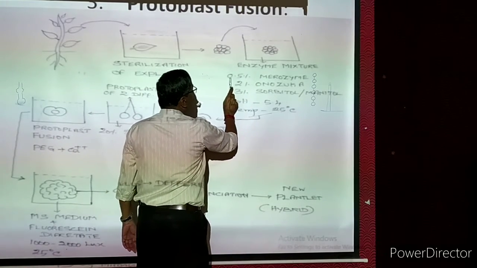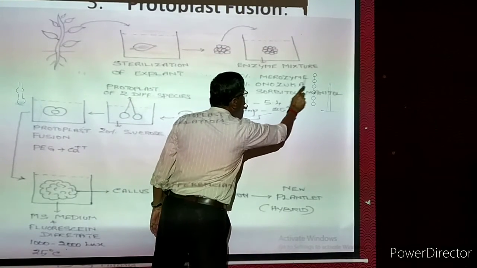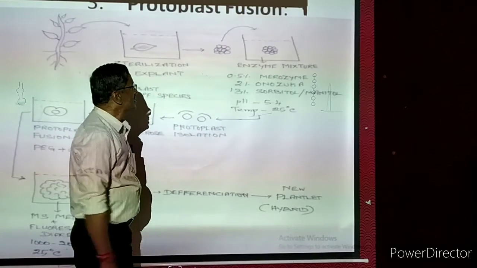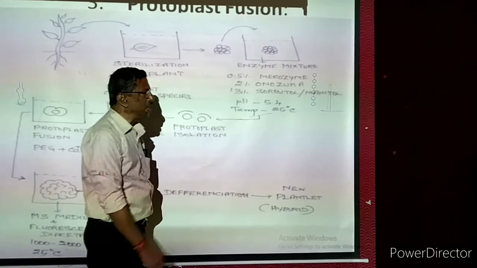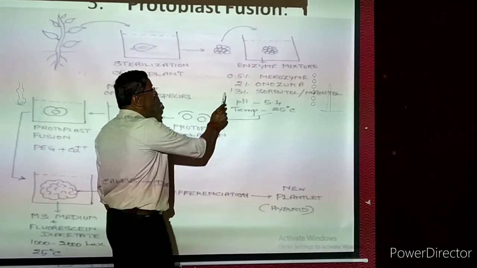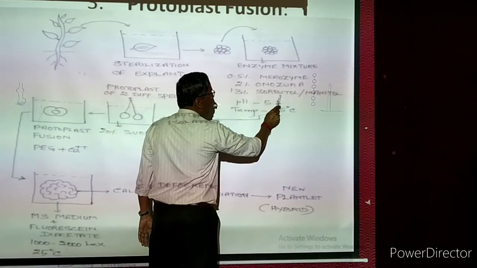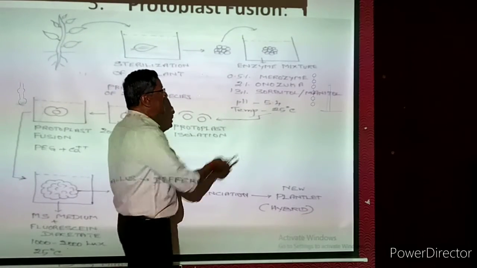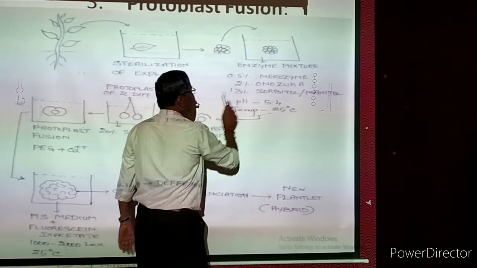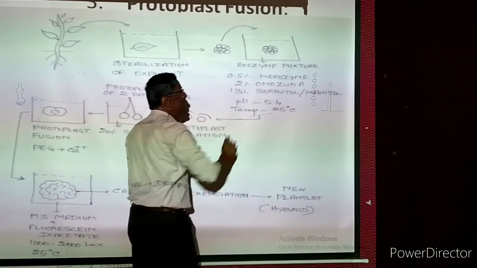We have to see. 0.5% myrozyme, one enzyme is there. Second one is 2% onozuka. Onozuka, it is another enzyme. 13% sorbitol or another enzyme called mannitol. Any one we can take, either sorbitol or mannitol, 13%. Now these are the three enzymes that are mixed.